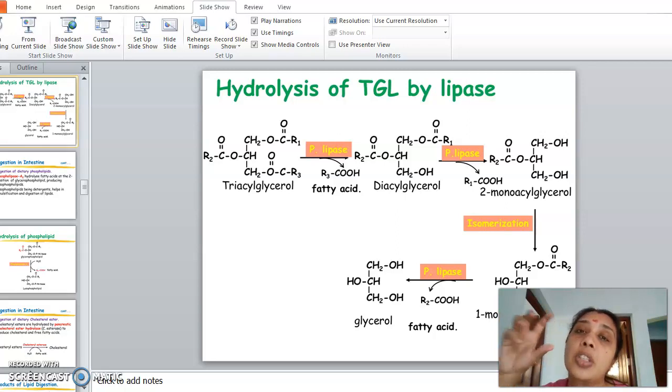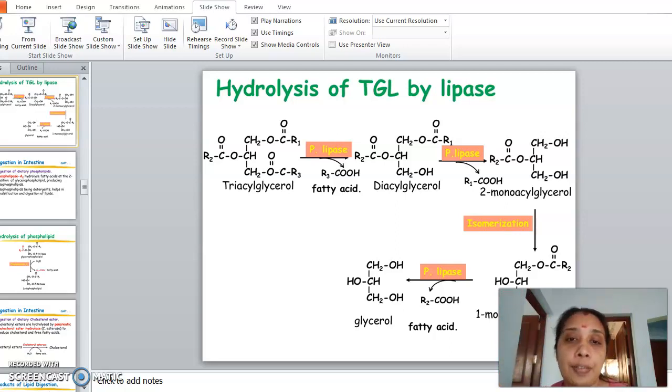Hence, the digestion of these complex lipids is carried out by powerful enzymes secreted by the pancreas, known as pancreatic enzymes. Pancreatic juice contains a set of enzymes which are specific for digesting different categories of lipids, because the diet contains different categories of lipids like TAG, cholesterol esters, phospholipids, etc. Right? So all these are specifically cleaved or digested by specific classes of enzymes. And the most important, the principal pancreatic enzyme is pancreatic lipase, which is responsible for digesting the dietary TG, right?